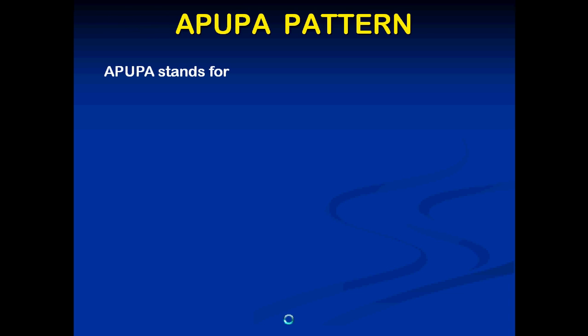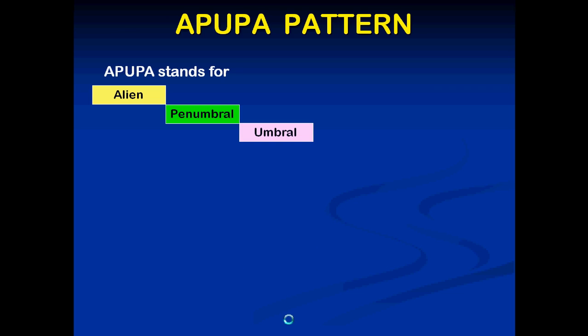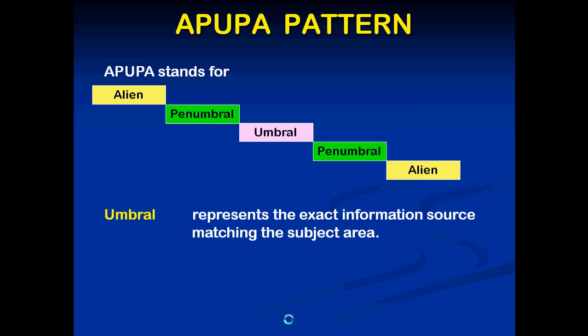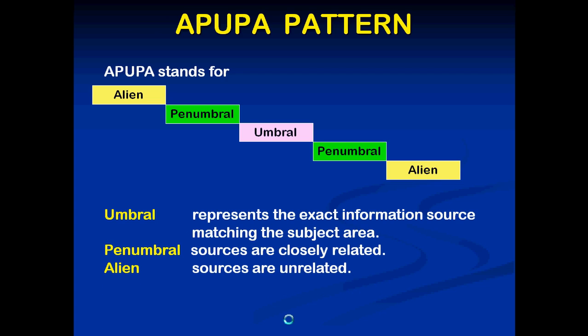APUPA pattern. It stands for align, penumbral, umbral, penumbral, align. Umbral represents the exact information source matching the subject area. Penumbral sources are closely related, and align sources are unrelated.